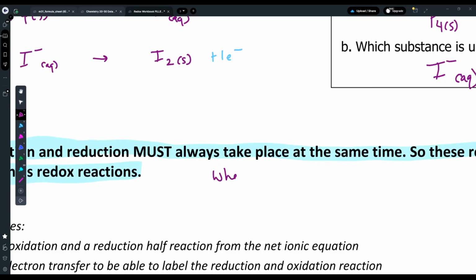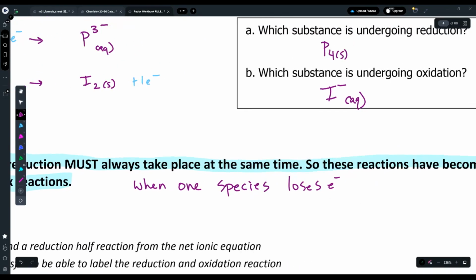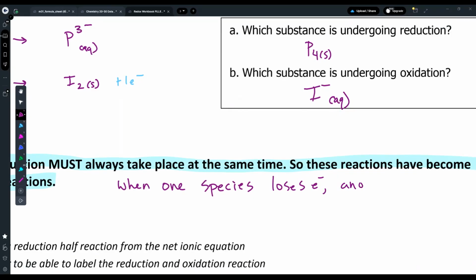So when one species loses electrons, another species, and by species I mean chemical species or chemical substance, gains those same electrons.